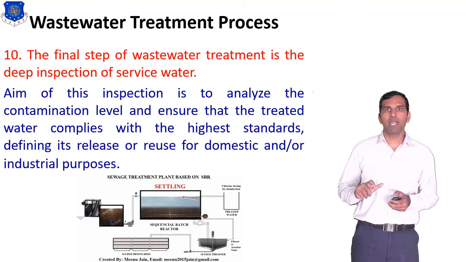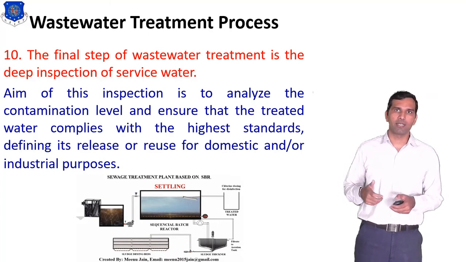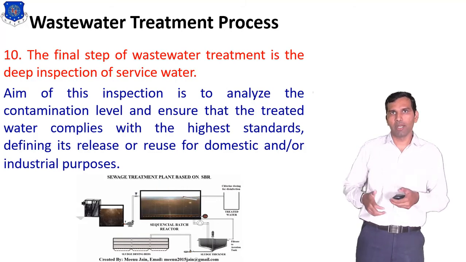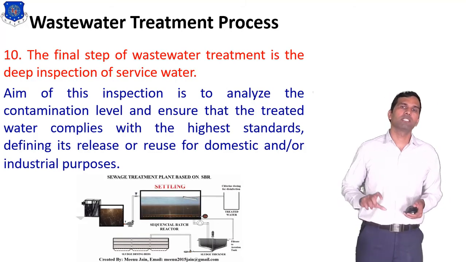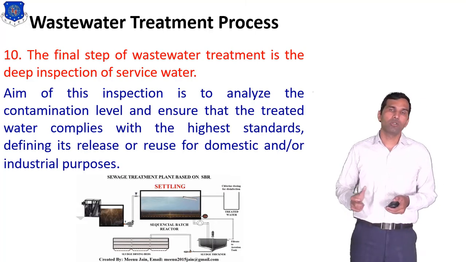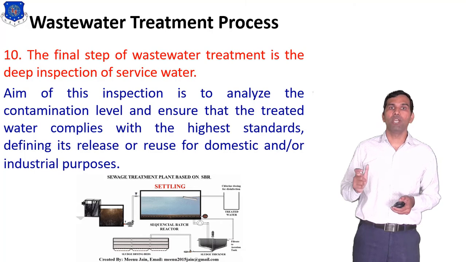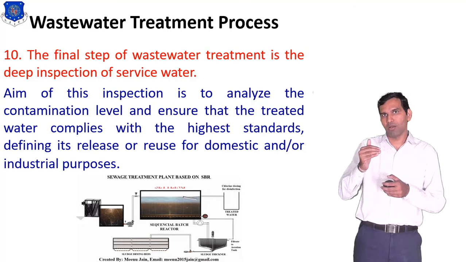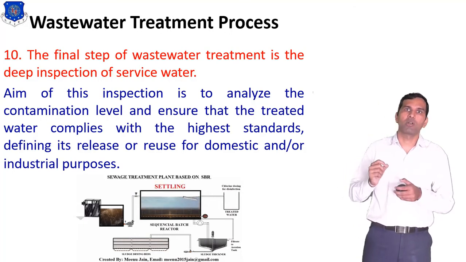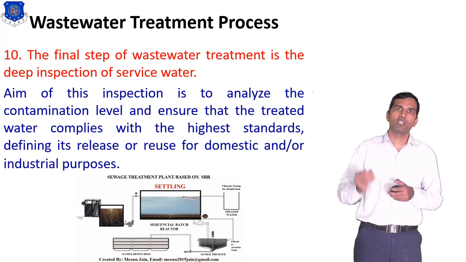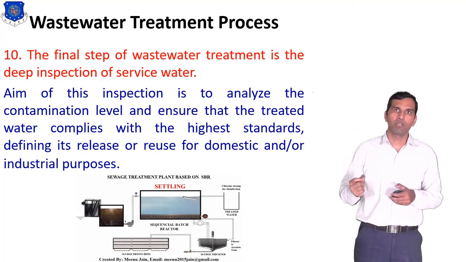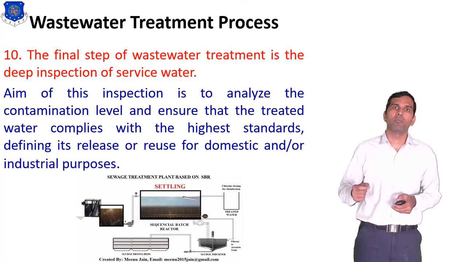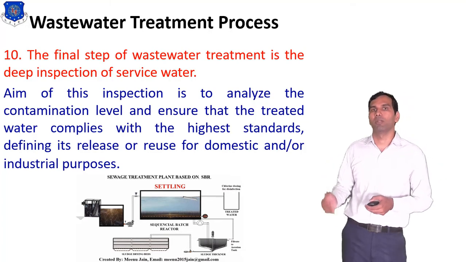That means we can decide whether to use this water for drinking, or whether we can give this treated water to industry or not. So here we check the quality of the water. This is the whole procedure of the wastewater treatment plant. We can understand the step by step procedure. This procedure is divided into 10 steps, and in these 10 steps we understand the procedure followed for wastewater.